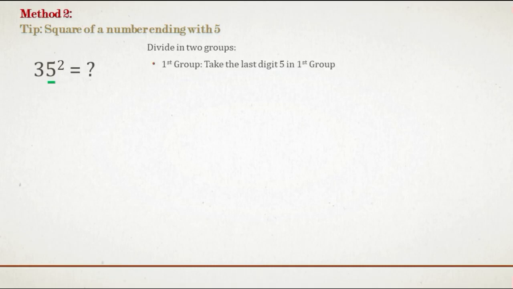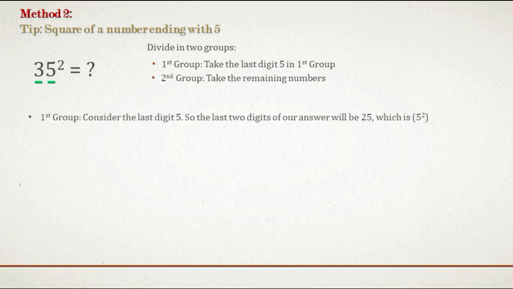Let's see. We'll divide this number in two groups. The last digit, which is 5, and then in the second group we'll take the remaining numbers. Now the first group, the number is 5. So the last two digits of our answer would be 25, which is nothing but 5 square. Okay, so we got our answer to this first part.